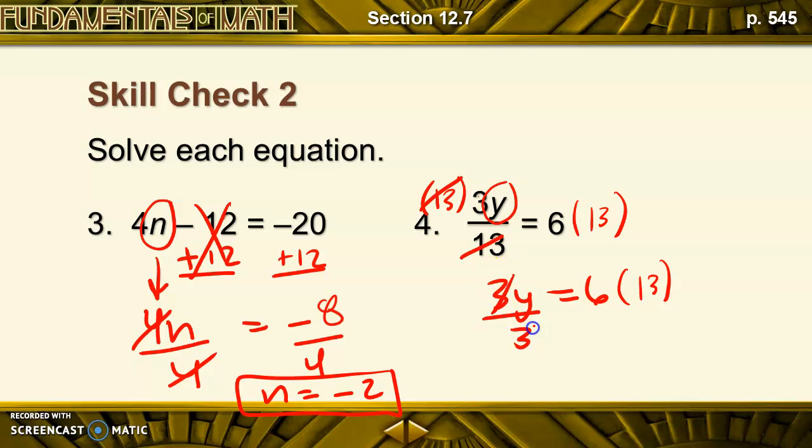Now I divide by 3 on both sides, and now I have a cross-canceling problem. 1 and 2. And 2 times 13 is easier to multiply in my head than 6 times 13 and then divide that by 3. 2 times 13 is 26.